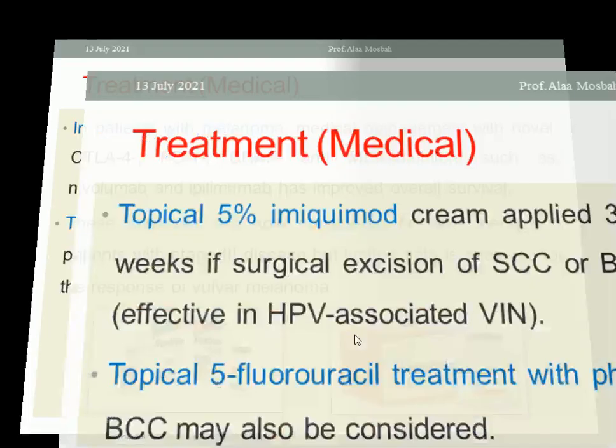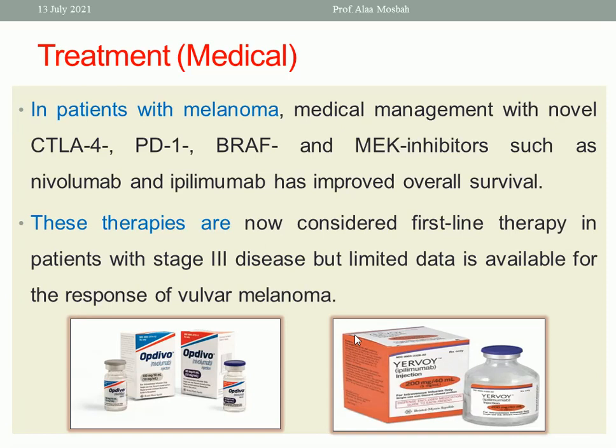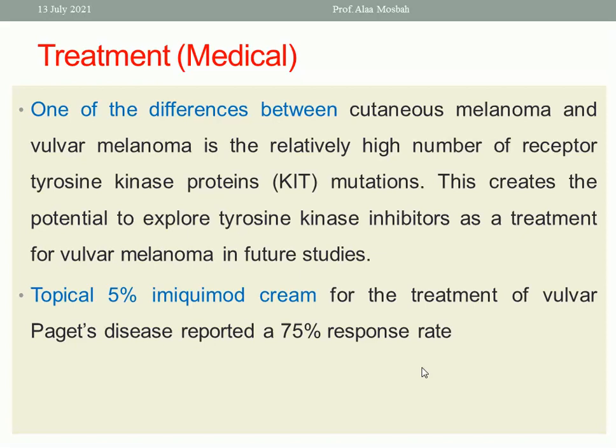In patients with melanoma, medical management with novel treatments like CTLA-4, PD-1, BRAF, and MEK inhibitors, such as nivolumab and ipilimumab, has improved overall survival. These therapies are now considered first-line therapy in patients with stage 3 disease, but limited data is available for the response in vulvar melanoma.